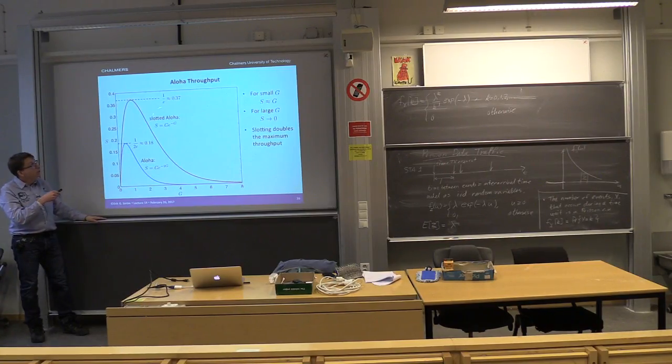An improved version of this is when we use slotting, and then we can double this to 37%. But it's still not super great. It means that 60% of our frame transmissions are useless.